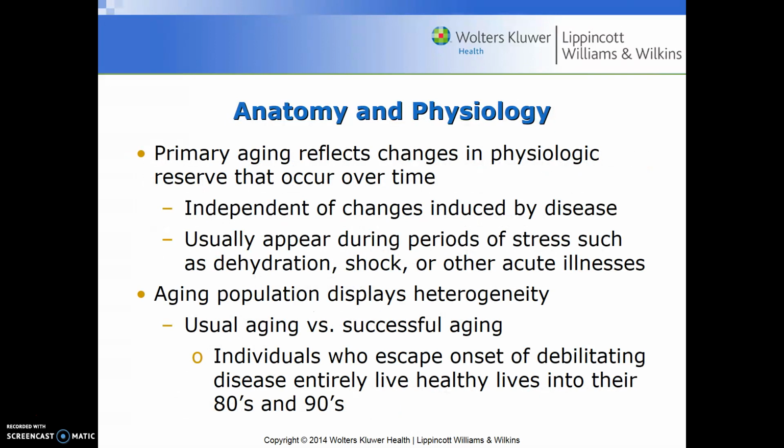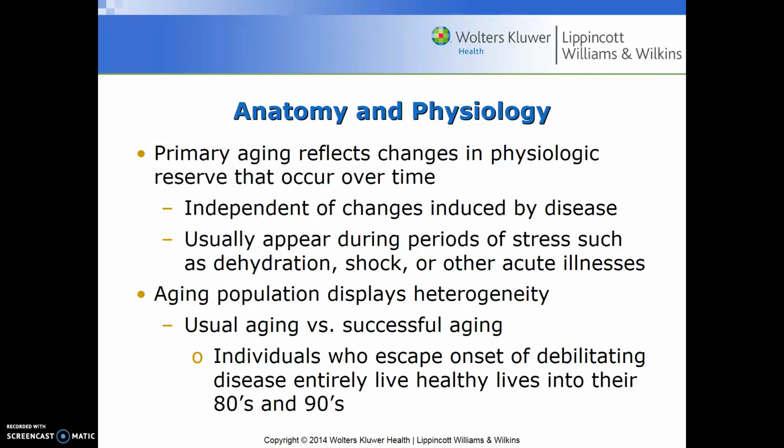So let's do some anatomy and physiology review that reflects primary aging changes that occur over time. And we're talking about independent of changes induced by disease, just the normal aging. When you see an elderly adult that is healthful, what you will see is the discrepancies such as when stress, such as dehydration, shock, or acute illness occur, then that makes them more liable for issues.